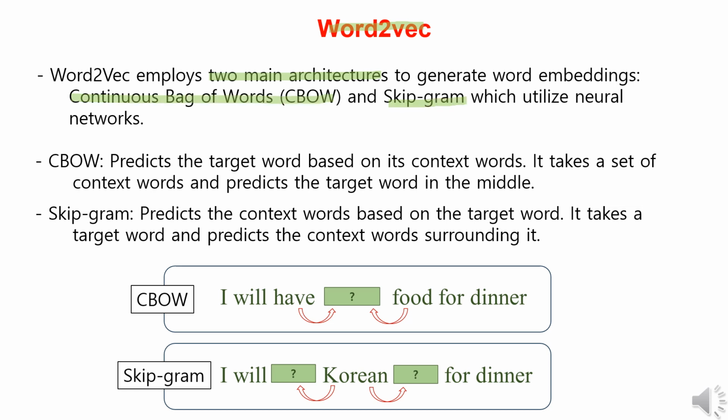The CBOW method predicts the target word based on the surrounding words. As mentioned in the previous example, predicting the target word between "I will have" and "food for dinner" is an application of the CBOW method. On the other hand, the skipgram method predicts surrounding words based on the target word. Using the example of the target word Korean, the skipgram method would predict the surrounding words in the context.